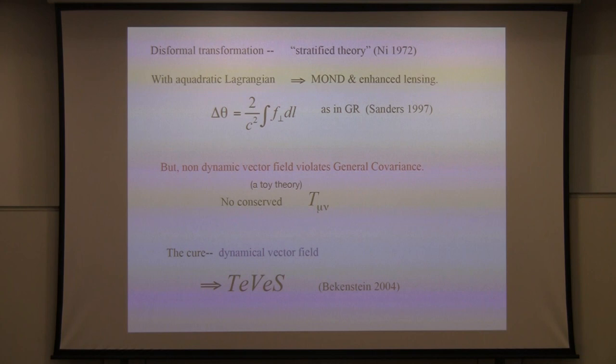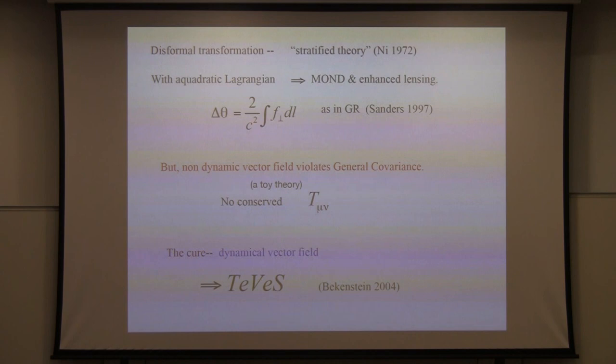But so you needed to combine this with general relativity. If you use this disformal transformation in a scalar tensor theory combined with relativity, you can get the right lensing as in general relativity. And that was my contribution because I wrote this down in 1997.